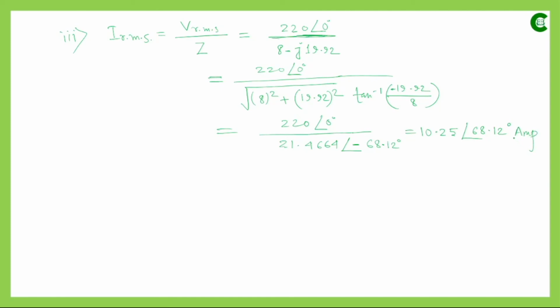And we have already seen that the current always leads its corresponding voltage in case of a capacitive circuit. Since this is not a purely capacitive circuit, that's why it is 68.12, which is less than 90 degree.